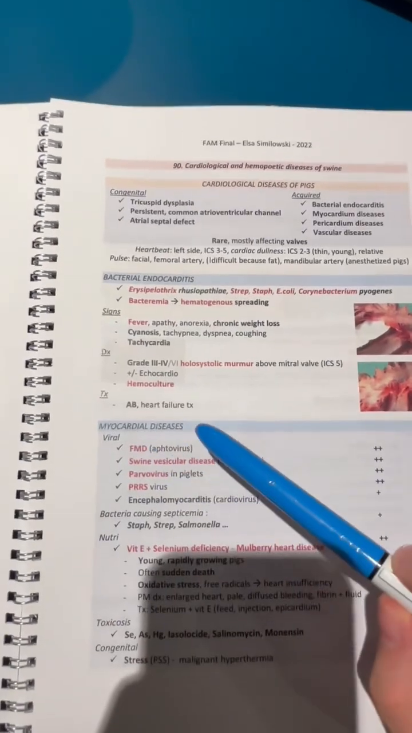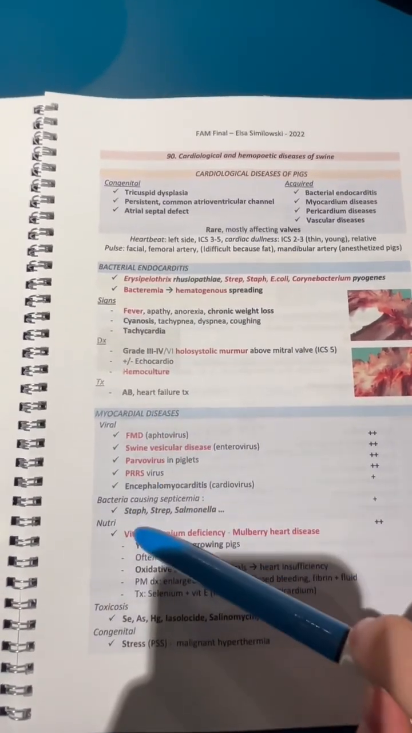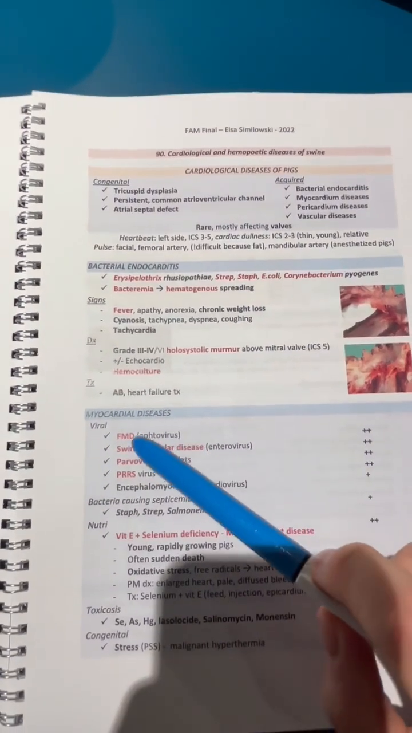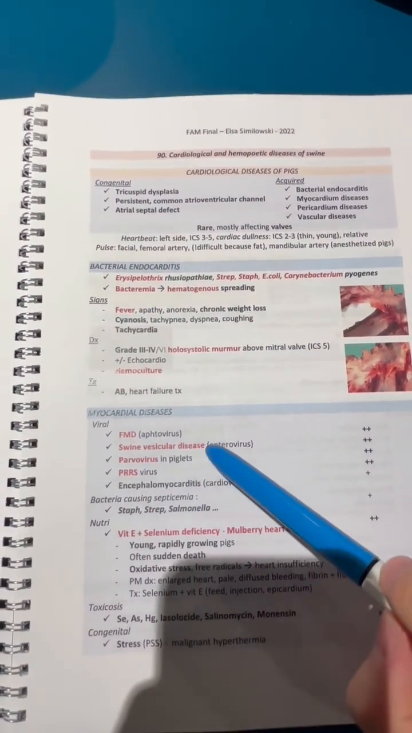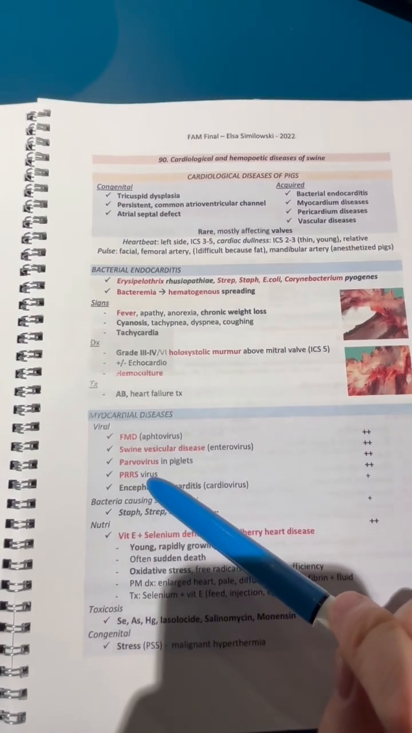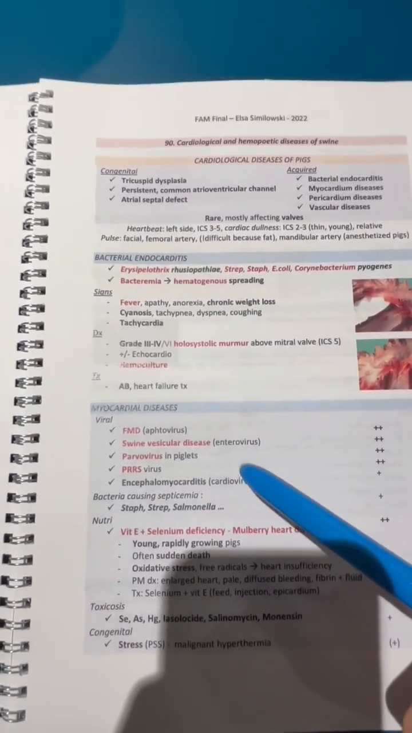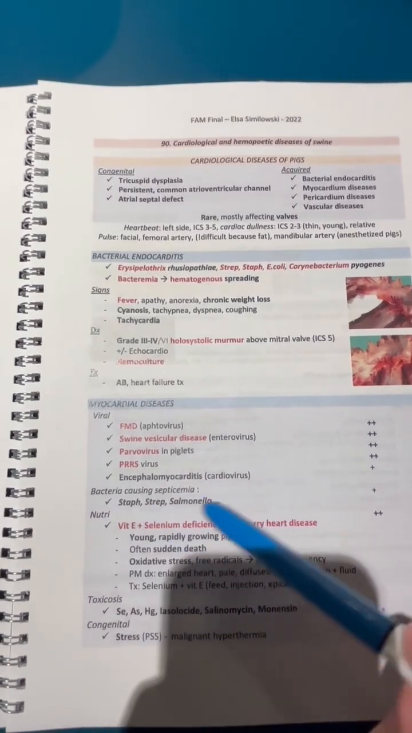The myocardial diseases can be viral, bacterial, or nutritional, as well as toxicosis or congenital. The viral diseases can be foot and mouth disease, swine vesicular disease, parvovirus, and PRRS virus, as well as encephalomyocarditis. Bacterial diseases are Staphylococcus, Streptococcus, and Salmonella.